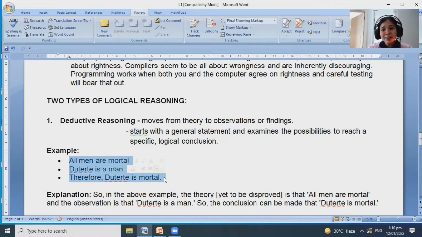Based on these given statements, we have a general statement, a general principle, that lahat daw ng tao mortal. Then we give a specific example, which is Duterte. Therefore, Duterte is mortal. So general to specific, deductive.